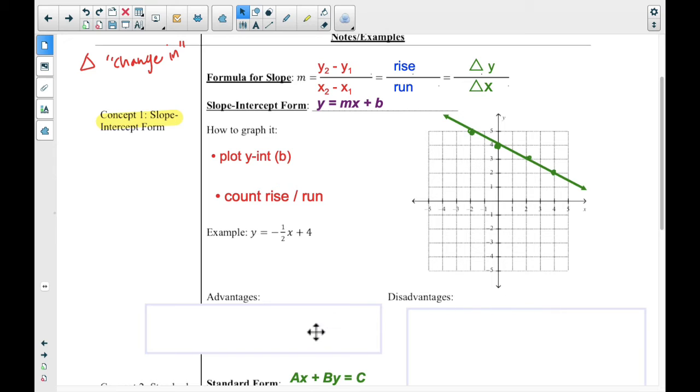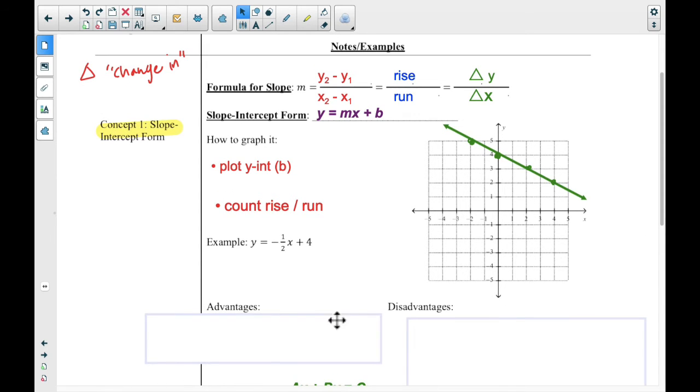Now, another thing in this video series is, because we are running through these so quickly, I want you to list a couple of advantages and a couple of disadvantages. When you see this form, what are some things you like about it? What are some things you don't like about it? Or when does it work? When doesn't it work? Now, this video is also going to go over horizontal and vertical lines.